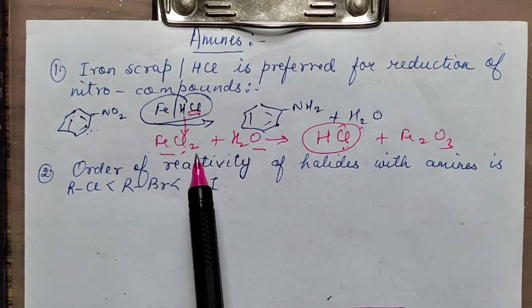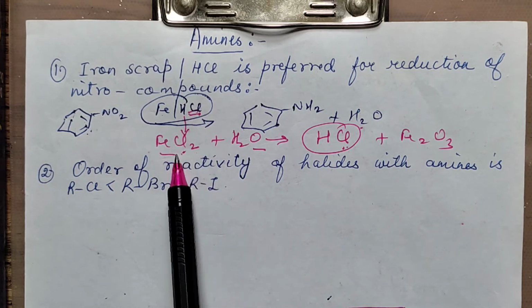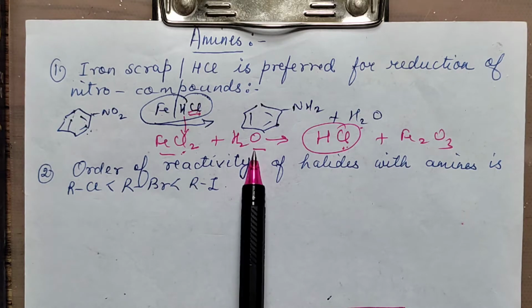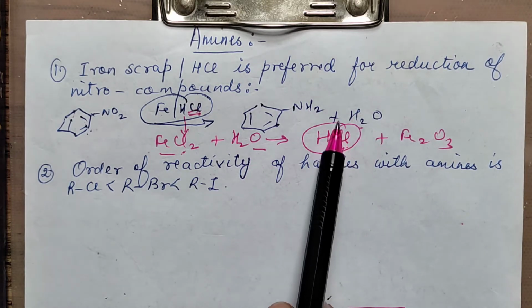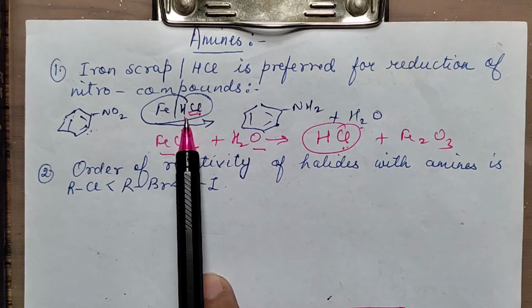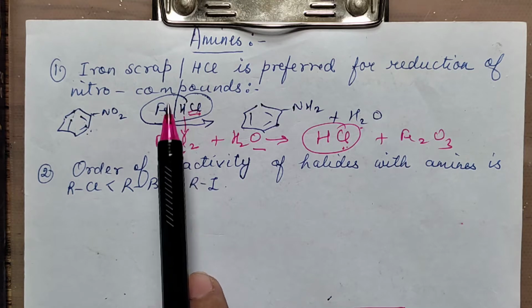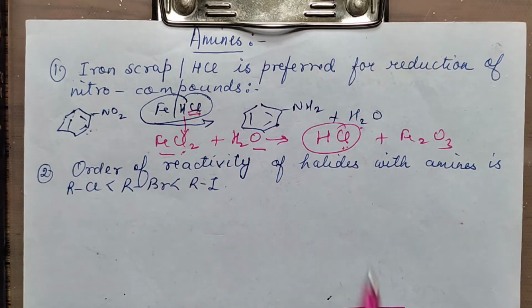So you will write that if you are using this particular combination, it generates FeCl2 which gets hydrolyzed easily with water and forms HCl. This HCl can be used here. So in the beginning, only a very little quantity of HCl is required, and the rest is generated within the reaction.